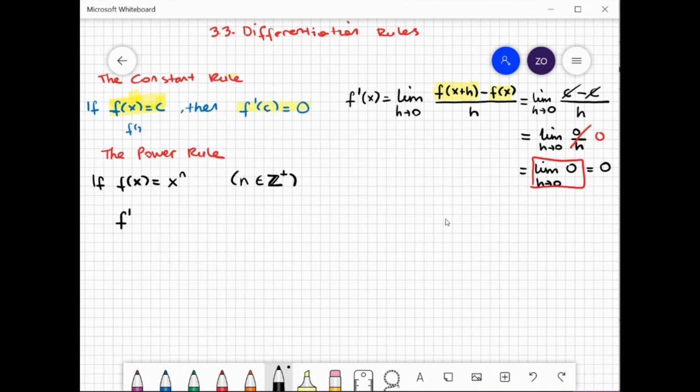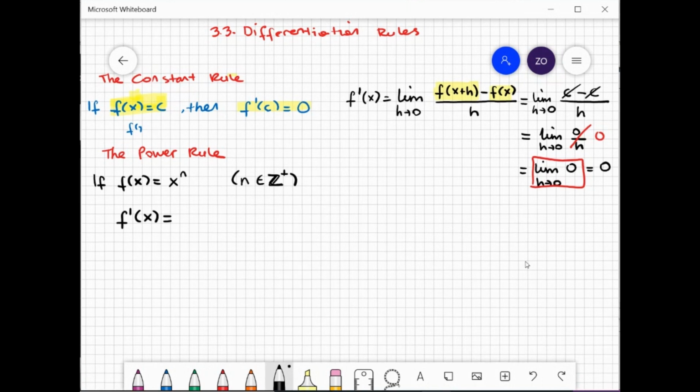Then we can find the derivative of f. We put the exponent as a coefficient, and we decrease the exponent by 1. This is a rule that could easily be remembered. So this was our first rule, and this is our second rule.